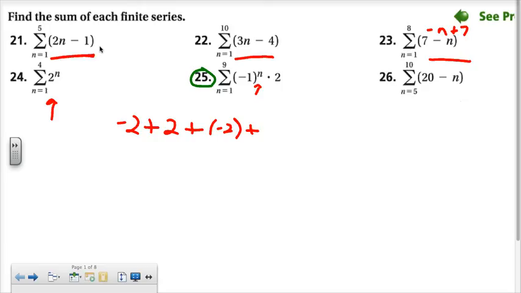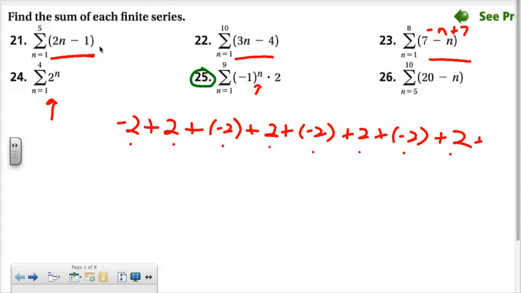So we have negative 2 plus 2 plus negative 2 plus 2 plus negative 2 plus 2 plus negative 2 plus 2, and let me see how many terms I have. 1, 2, 3, 4, 5, 6, 7, 8. So one more. And we see that each pair will give us 0. And our answer is negative 2.